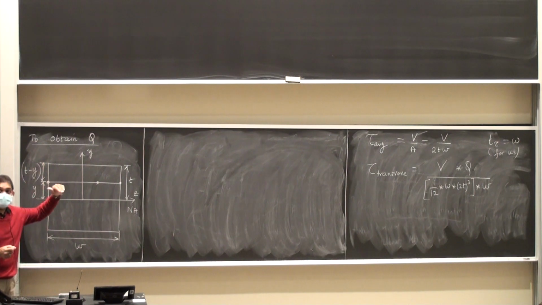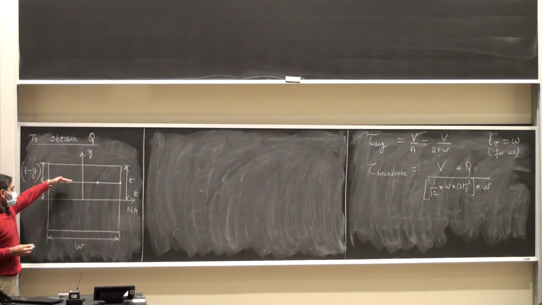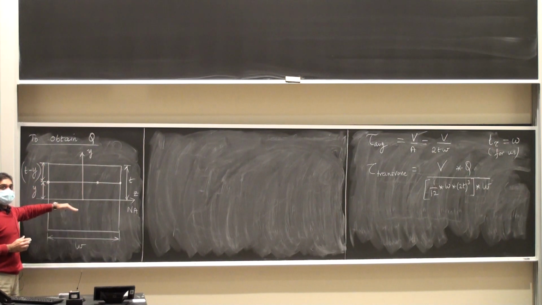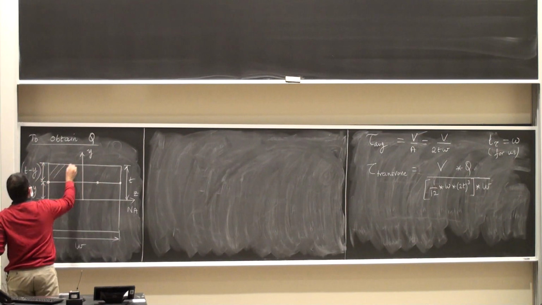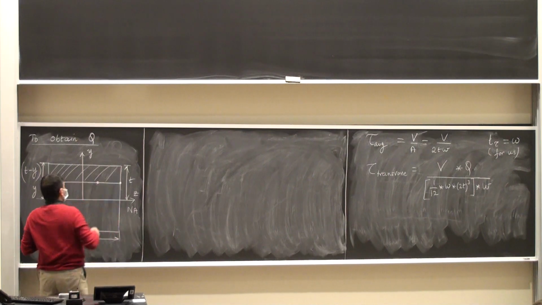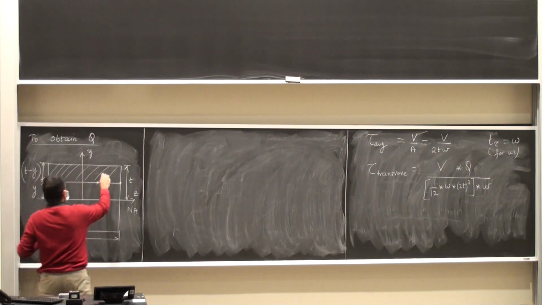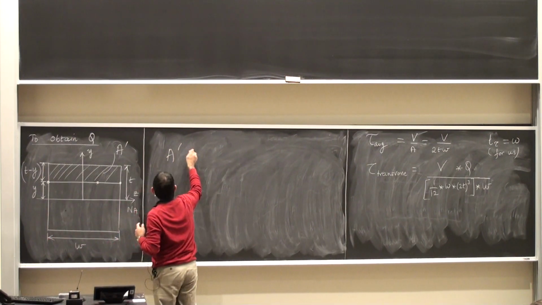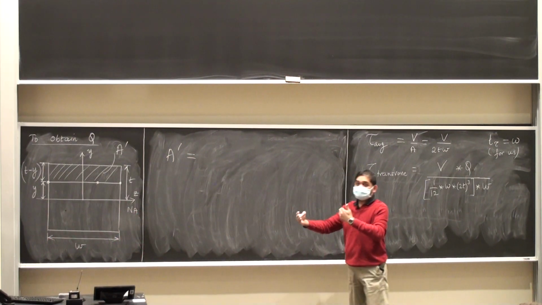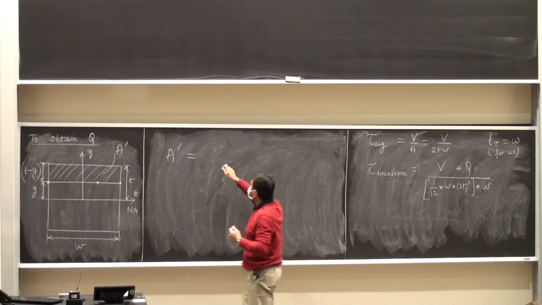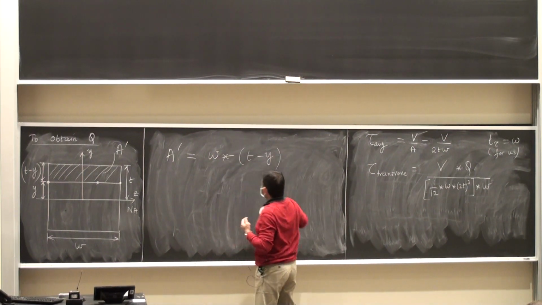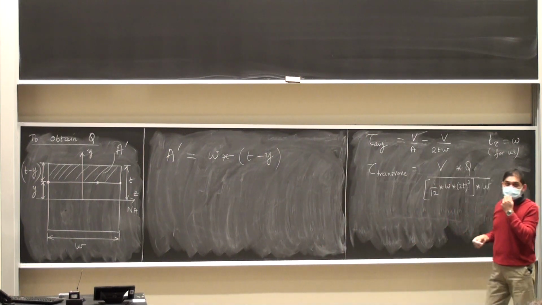All right. To calculate Q, I take either the area above this line or below this line. I shade that area completely, and I call that area A prime. And A prime is going to be the following. It's going to be the width w multiplied by the thickness of that, which is t minus y.